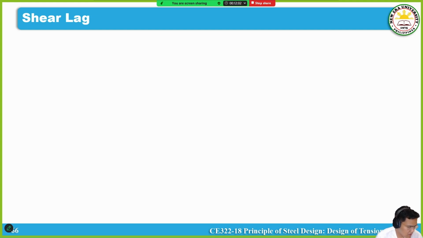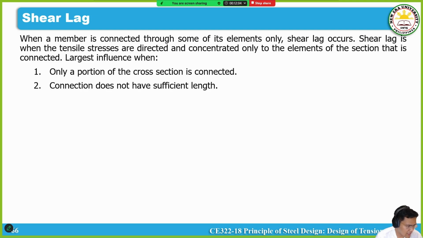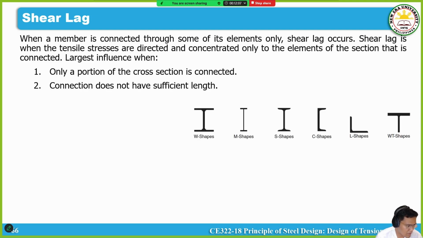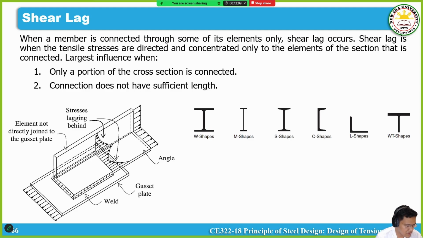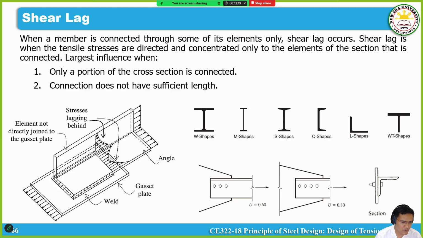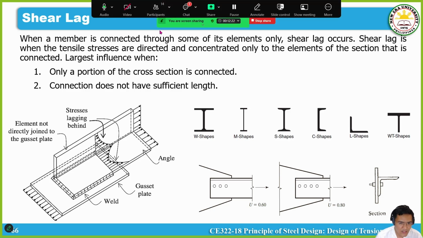Now, yung shear lag kasi na topic na to, mahalaga nating ma-discuss to kasi it affects our calculation. So, ano ba yung shear lag na tinatawag? And paano ba siya in-estimate? So, yun yung gagawin natin for this session.